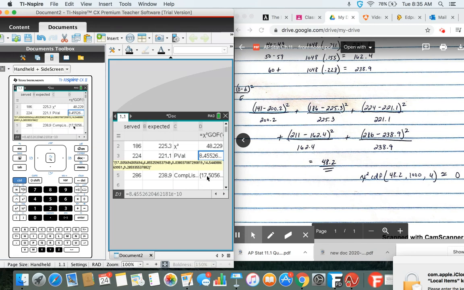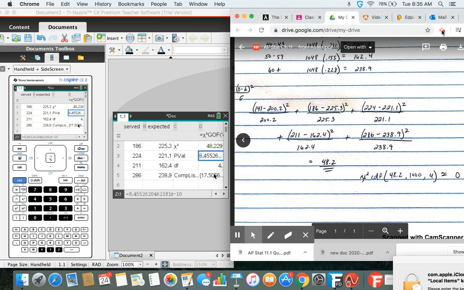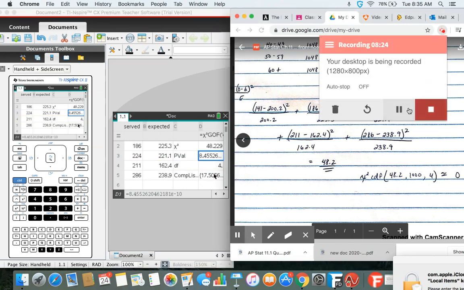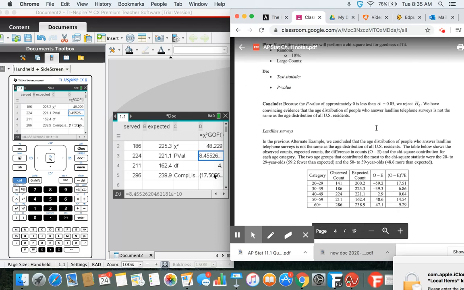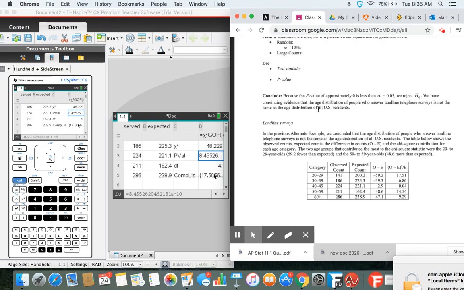Let me pause this real quick and go flashback. All right. Referring back to the notes. So you'll see in your notes that here's our answer. We basically got something that's 0, which is less than 0.05, which leads us to convincing evidence that the age distribution is not the same as the age distribution of all residents. The breakdown of people that actually answer landline telephone surveys is different.